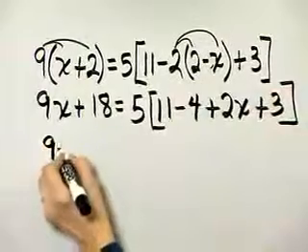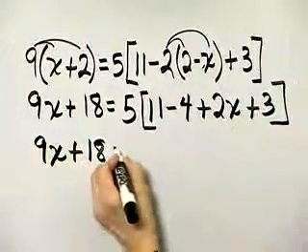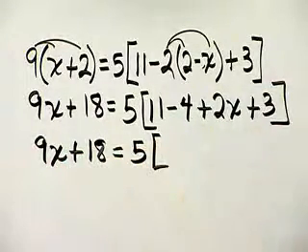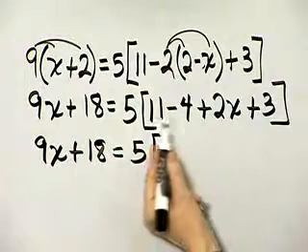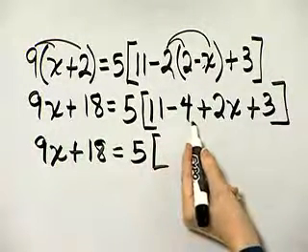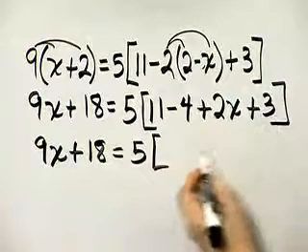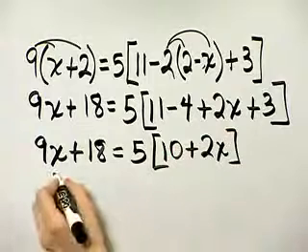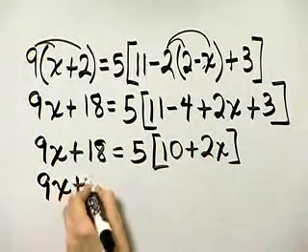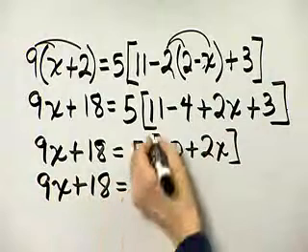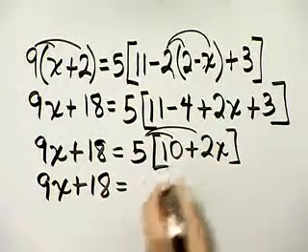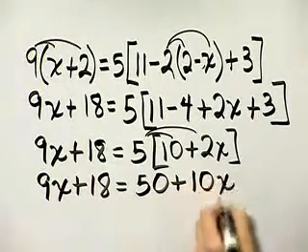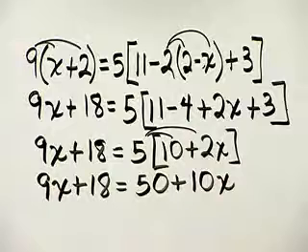So what do I have? I have 9x plus 18 on the left side. Nothing can be combined, unlike terms. Why don't we go ahead and combine like terms on the right side within this set of brackets first. 11 minus 4 is 7, and 7 plus 3 is 10 plus 2x. And now let's continue. 9x plus 18 is equal to, using the distributive property, 5 times 10 is 50 plus that's 10x.